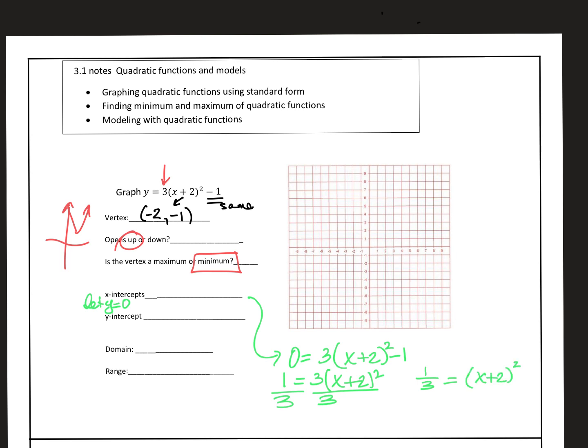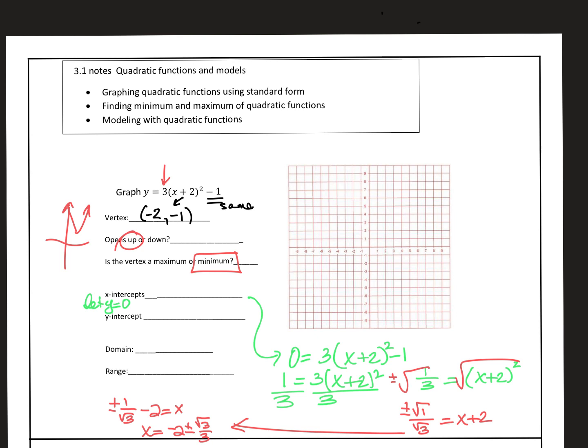How do you get rid of the squared? You take the square root. So we're going to take the square root of both sides and then put a plus or minus in front of it, which gives me plus or minus square root of 1 over square root of 3 equals x plus 2. Finish over here, which gives me plus or minus 1 over square root of 3 minus 2 equals x. Let's make that look nicer. So x equals -2 plus or minus square root of 3 over 3, rationalizing the denominator.